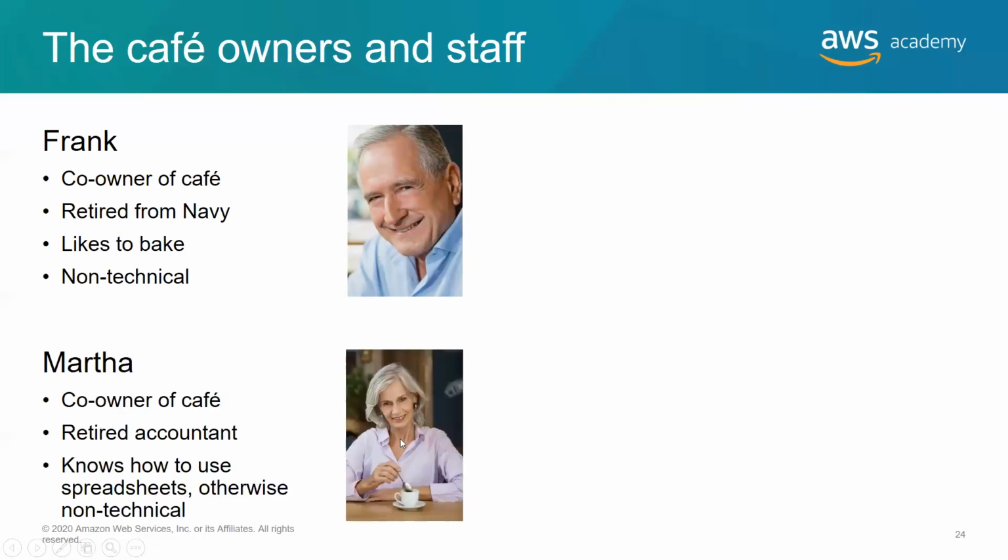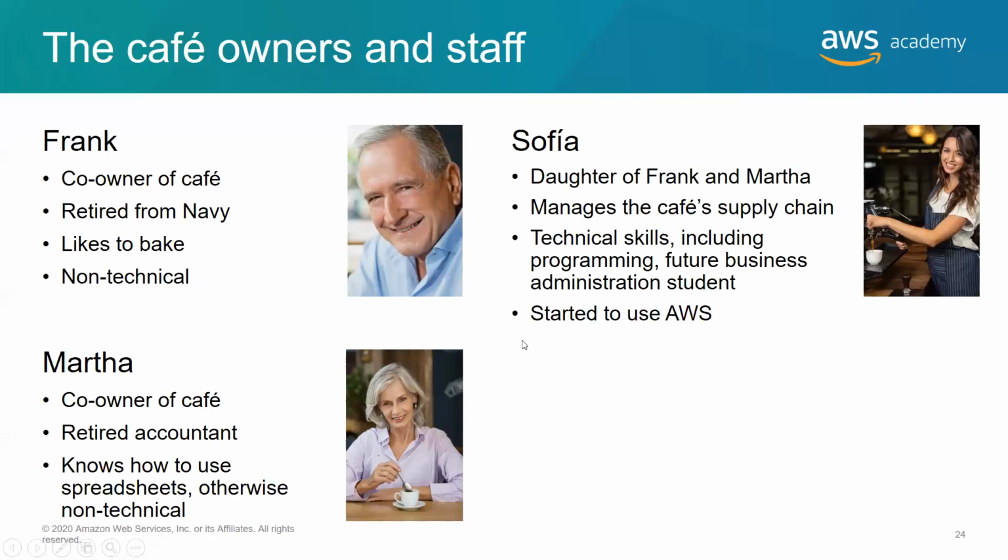Then Martha is a co-owner of the cafe, a retired accountant, and she knows how to use spreadsheets and other things. Sophia is their daughter, right? She's studying a technical course at the university, but she wants to manage the cafe here, for which she's going to use the supply chain, right? She manages the cafe with the supply chain here. And she has technical skills, she has programming skills, all this stuff, and she's a student, right?